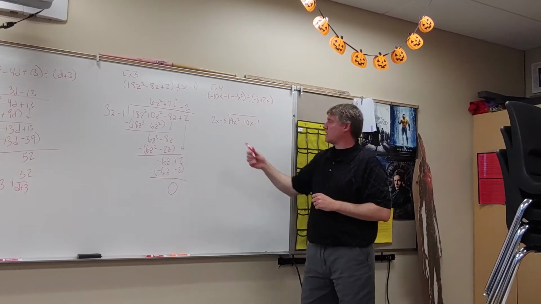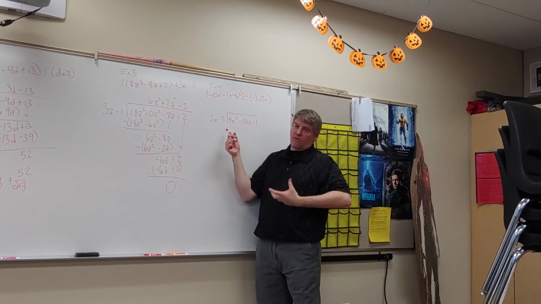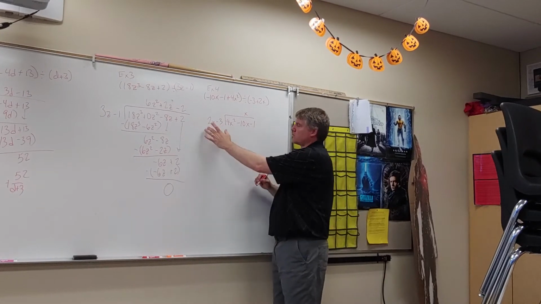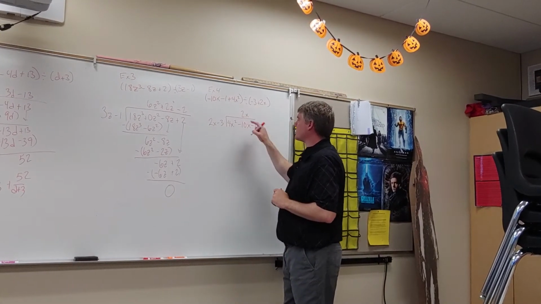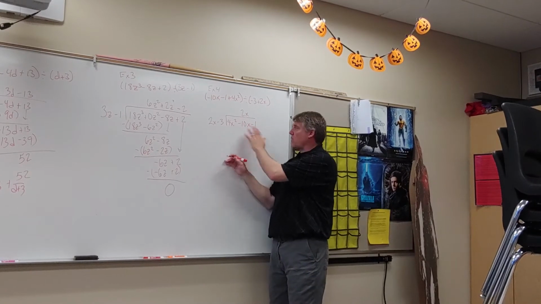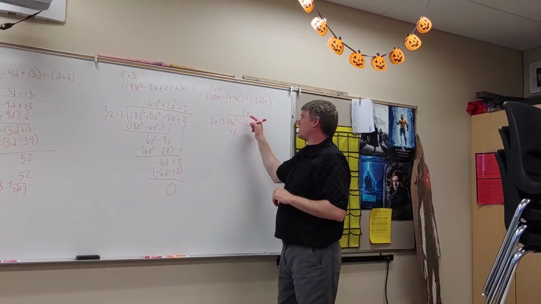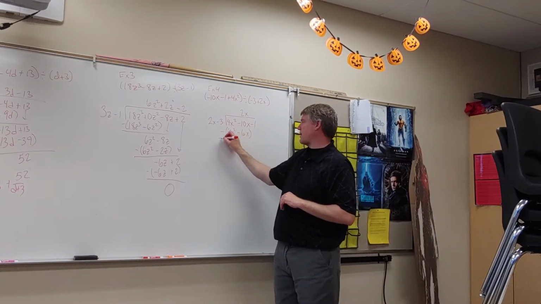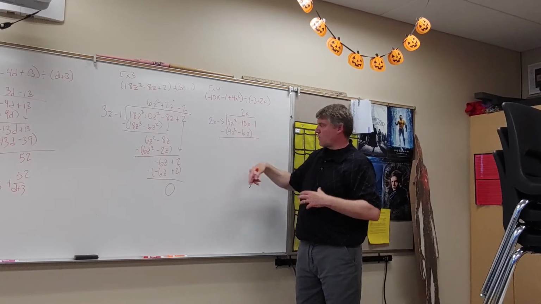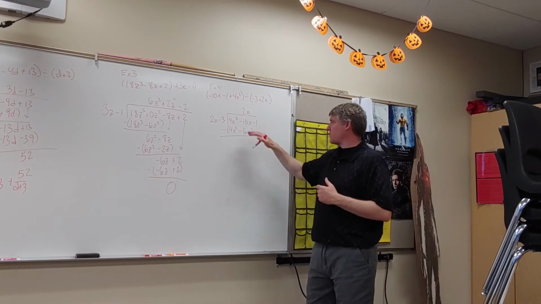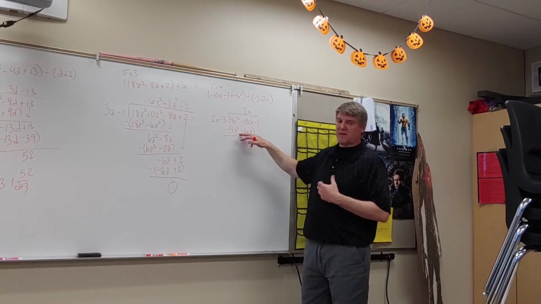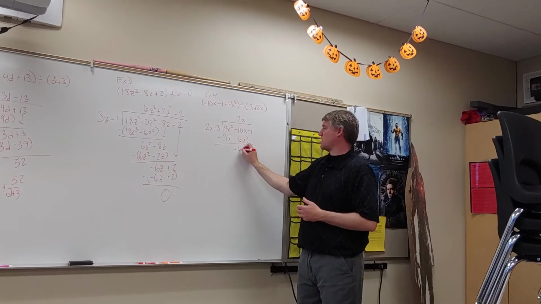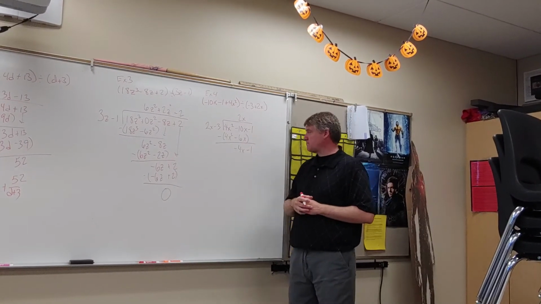And now I'm going to divide. 2x times what gives me 4x squared? Well, I know x times x gives me x squared, so that's x. 2 times what gives you 4? 2. So 2x times 2x will give me 4x squared. 2x times negative 3 gives me negative 6x. And now I'm going to subtract these. The 4x squared cancel out, they go away. I have negative 10x minus minus, this makes it a positive 6x. So I have negative 10x plus 6x, which is going to give me negative 4x minus 1.